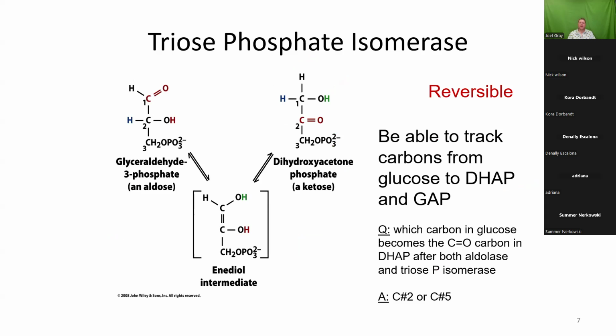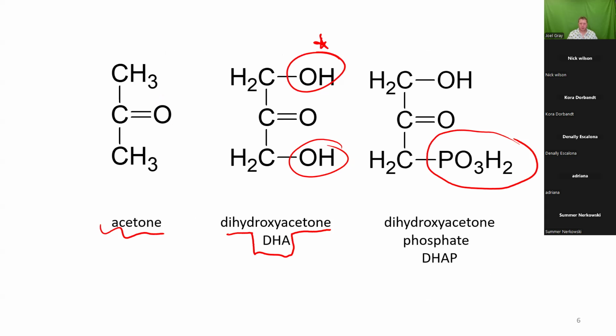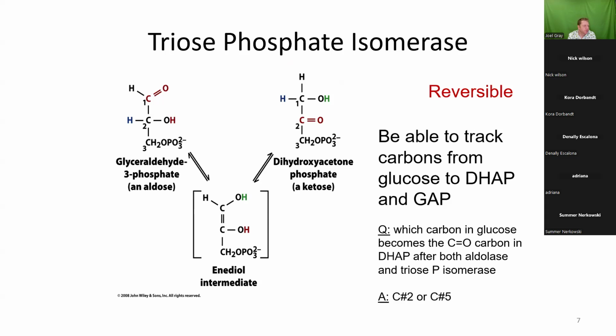Now, what we have to do next, when we come out with these two different molecules, or actually, here, let me pause. Does anyone have any questions about aldolase and the products of aldolase? I'm going to drink some coffee. Okay, great. So we've generated, like I said previously, an aldose and a ketose. Summer, that's a great question. There's actually only two.